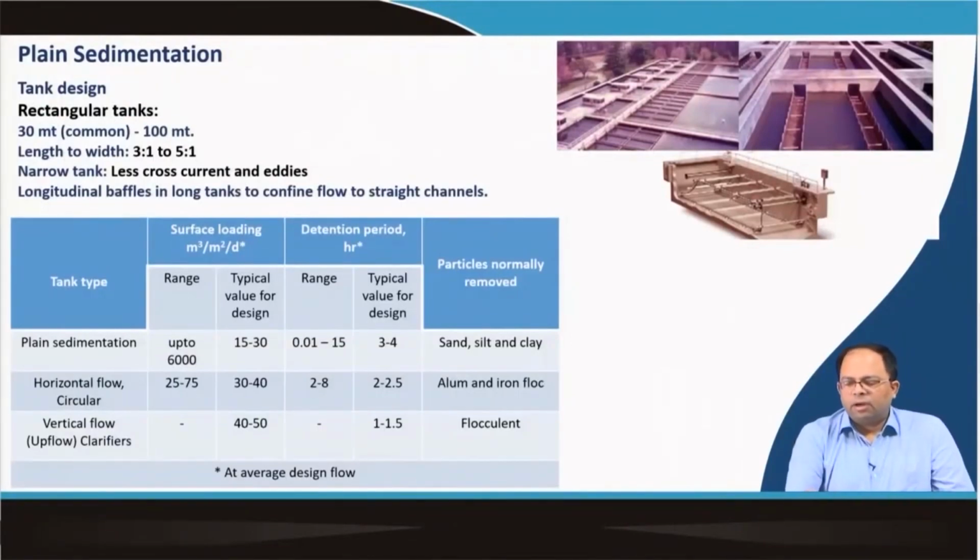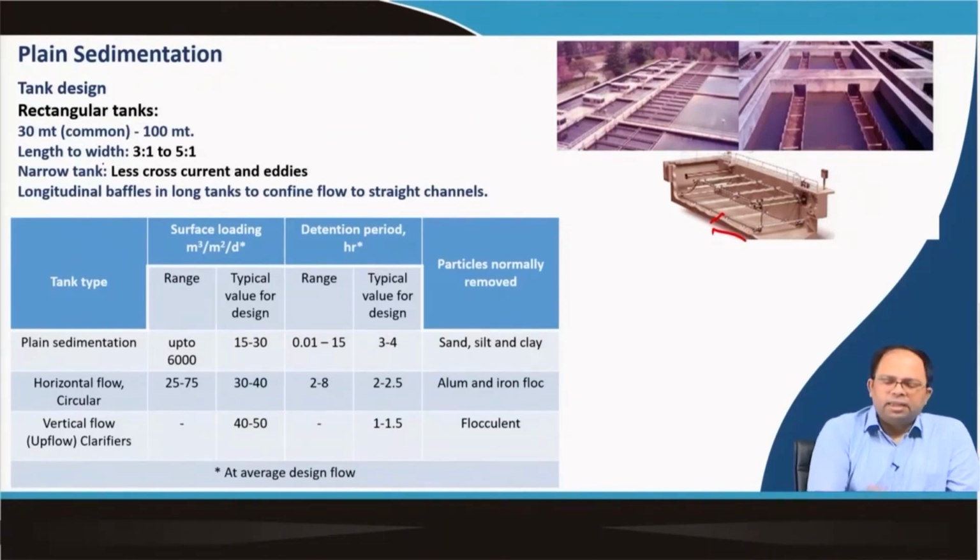So, this is the image of a longitudinal flow tank, and this is the mechanical scraping unit that you can see over here. Usually the rectangular tank design is the most common design. Usually the length is around 30 meters, but sometimes it is around 100 meters. That will give you an idea about the size of this kind of sedimentation tank. The length to width ratio is 3:1 or 5:1, and usually the tank is kept narrow to prevent cross currents and eddies, because that will affect the sedimentation process.